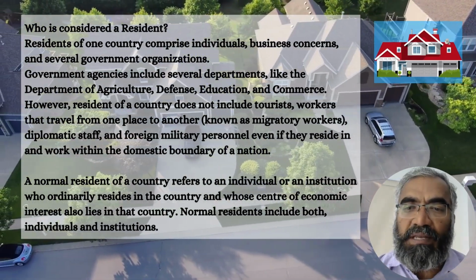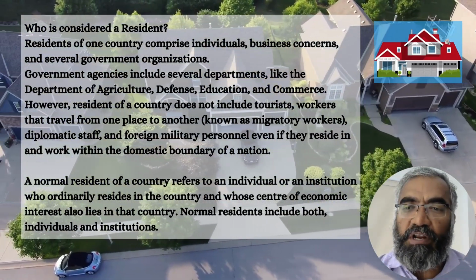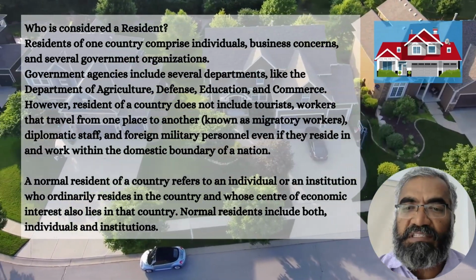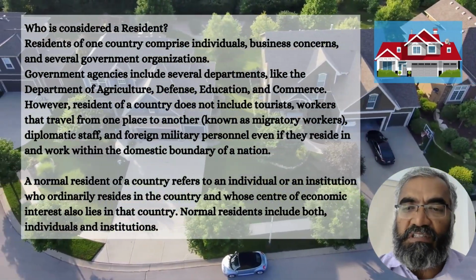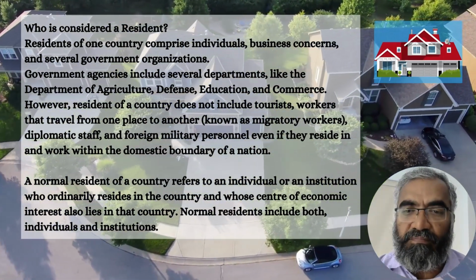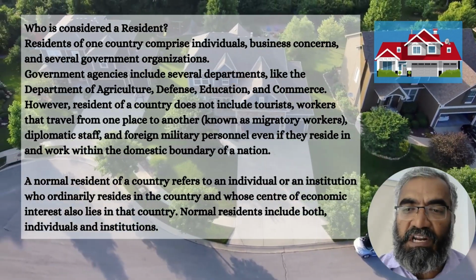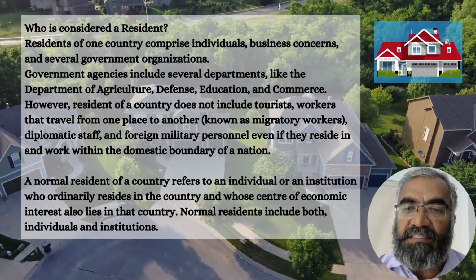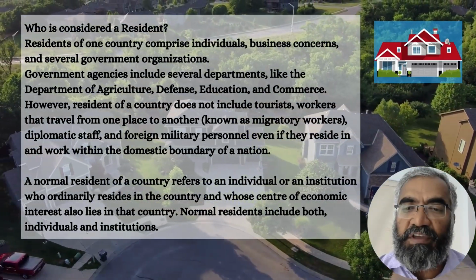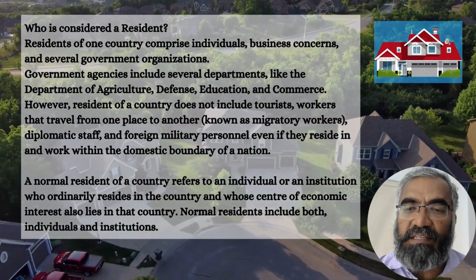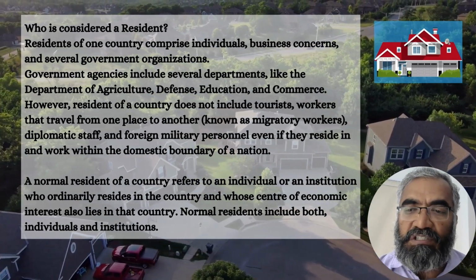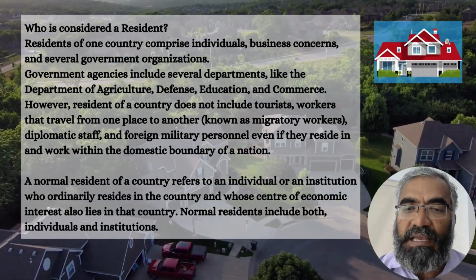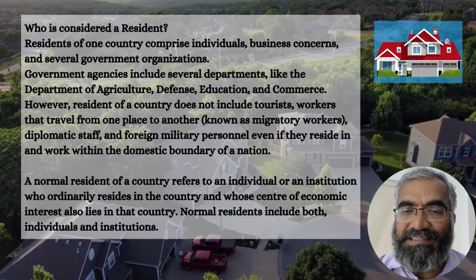However, residents of a country do not include tourists, workers that travel from one place to another known as migratory workers, diplomatic staff and foreign military personnel, even if they reside in and work within the domestic boundary of a nation. A normal resident of a country refers to an individual or an institution who ordinarily resides in the country and whose center of economic interest also lies in that country. Normal residents include both individuals and institutions.